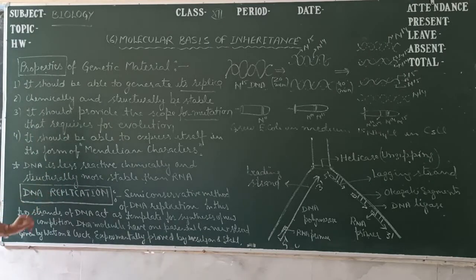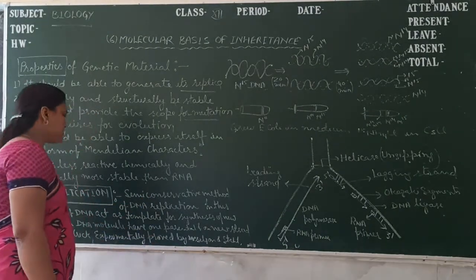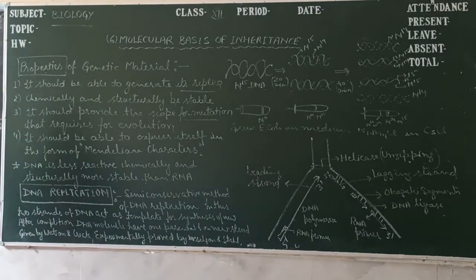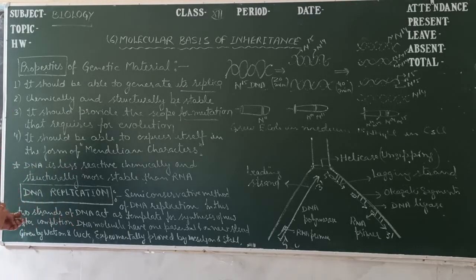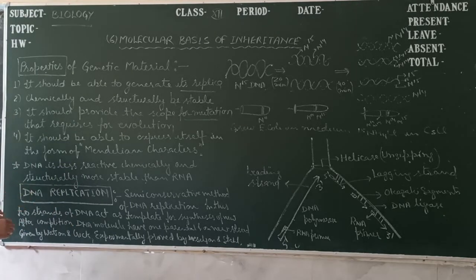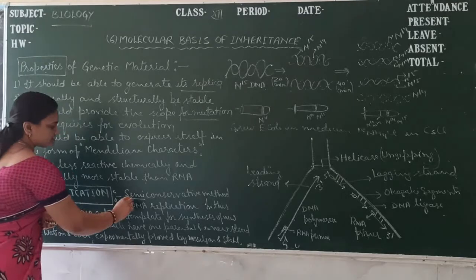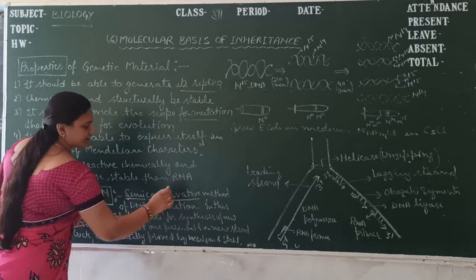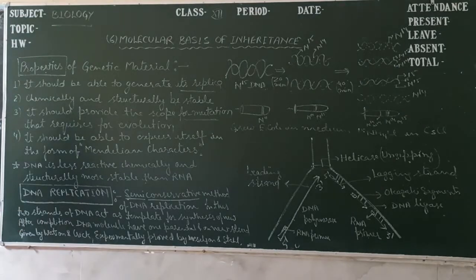Now we come to DNA replication. For DNA replication, the semi-conservative method is the best method. In this method, the two strands of DNA act as a template for the synthesis of new strands of DNA. After completion, each DNA molecule has one parental strand and one new strand. That's why it is known as the semi-conservative method. Semi means half. This method was given by Watson and Crick.